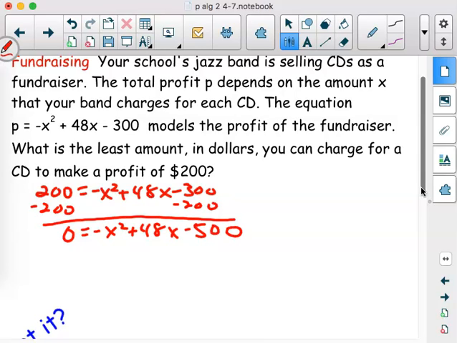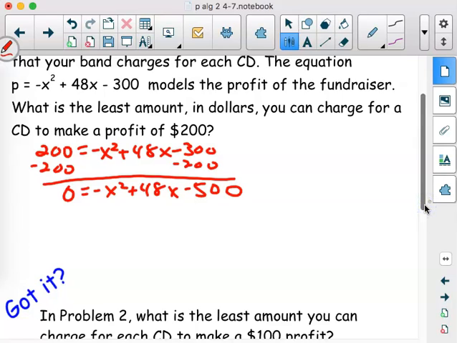Now, we have a negative in front. We could pull out a negative 1 and then try to factor this. But think about all the factors of 500. And the chances that this is going to work out perfect are very, very low. So it probably isn't factorable. So what we're going to do instead is say, hey, the quadratic formula is the new thing we learned today. Let's just go with it.